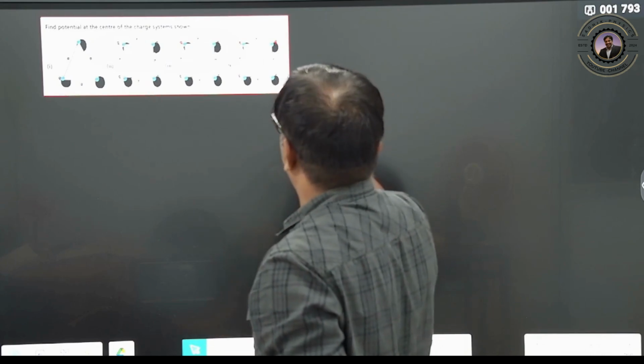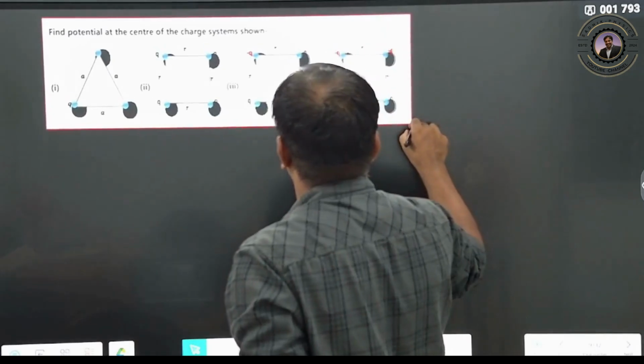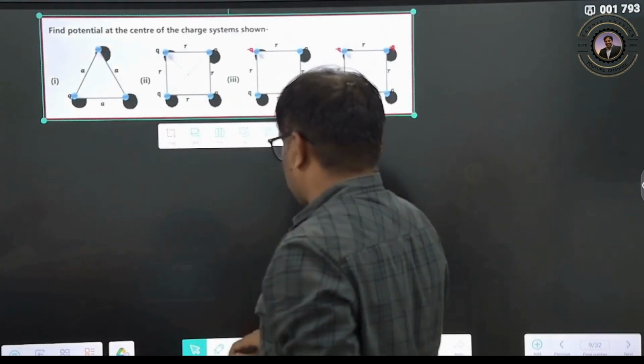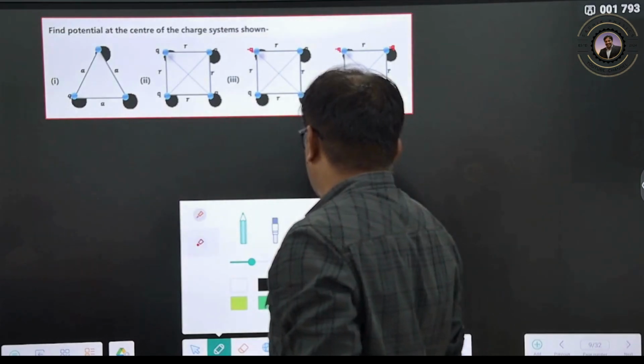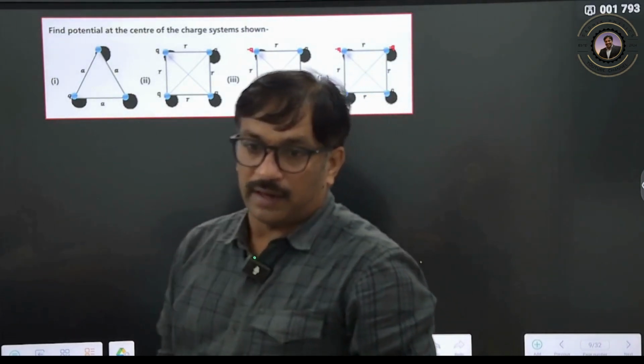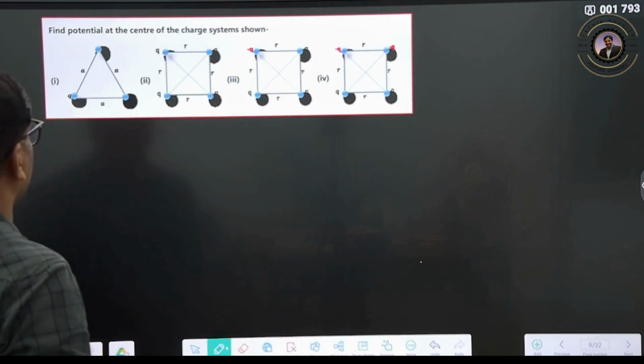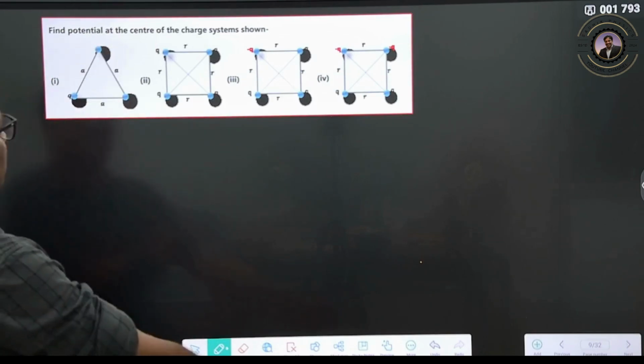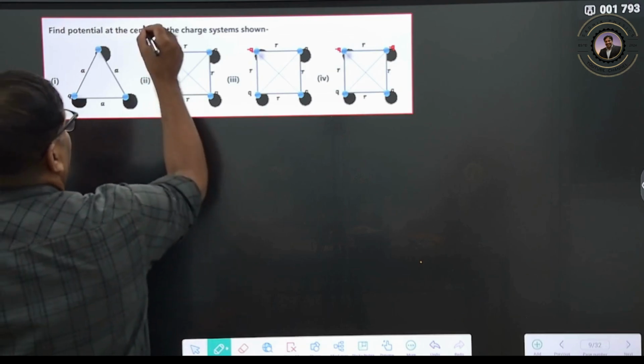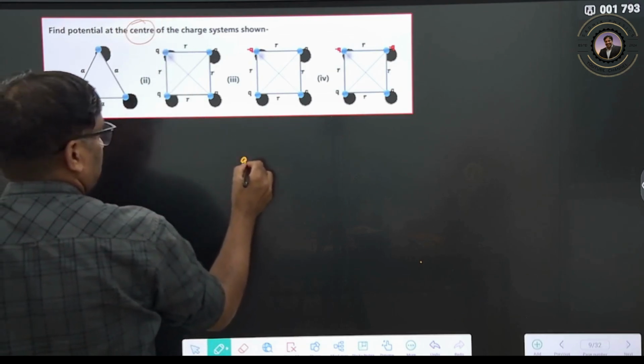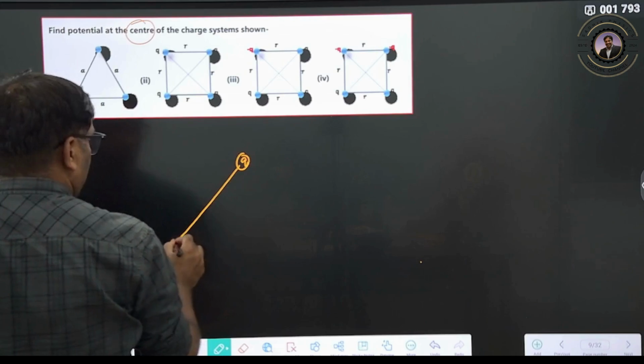We want to calculate the potential due to this arrangement at the center. I will do one or two questions, and the remaining questions you can try. Clear? Here is an equilateral triangle. We will do this one. The potential at the center is asked. This is one charge, and it is an equilateral triangle.